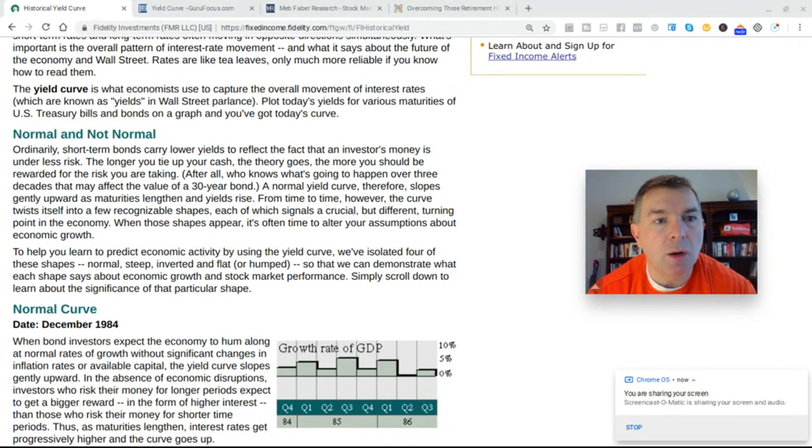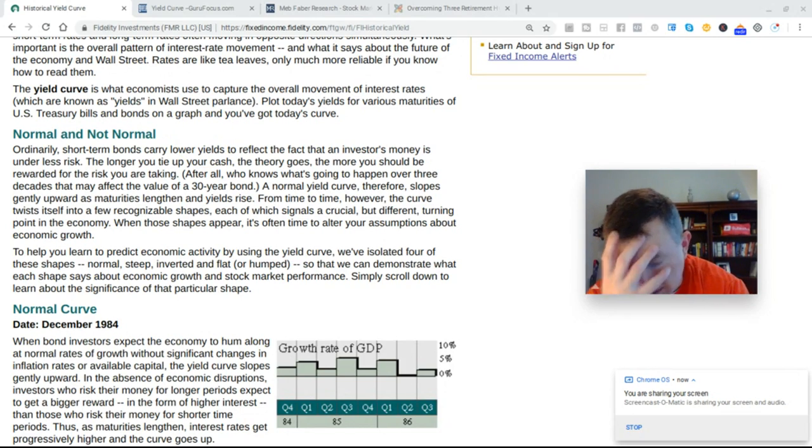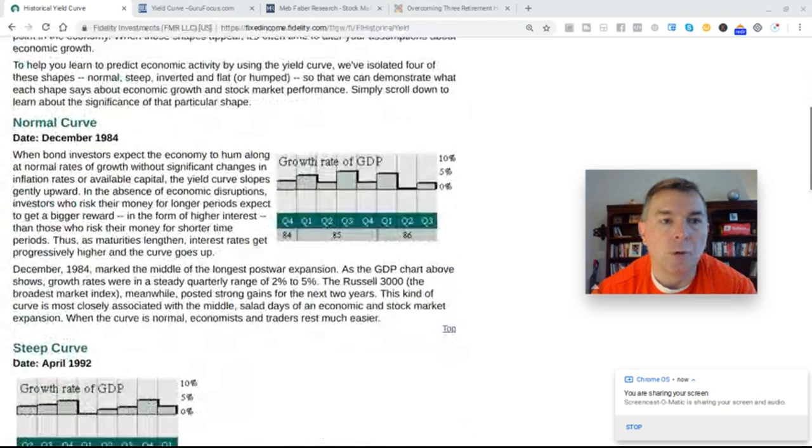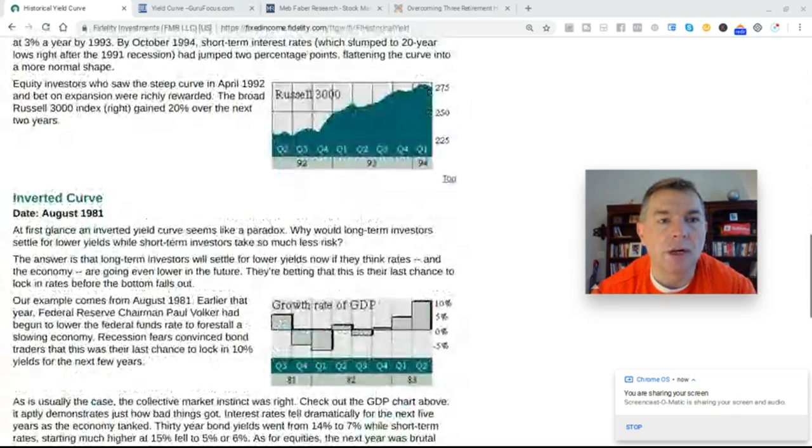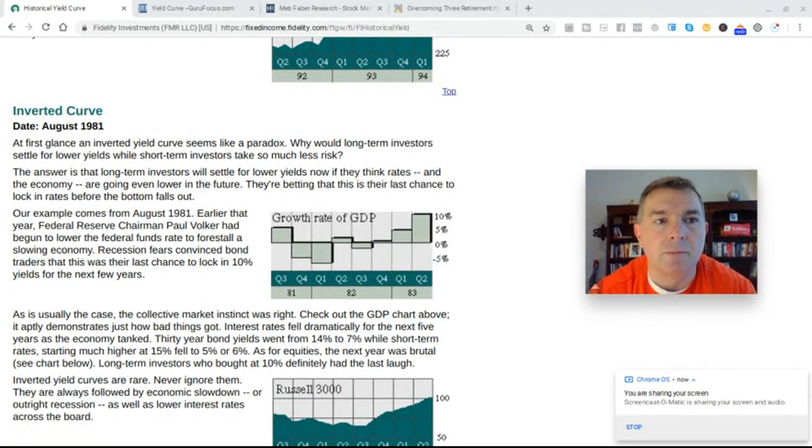From time to time, however, the yield curve twists itself into a few recognizable shapes, each of which signals a crucial but different turning point in the economy. When those shapes appear, it is time to alter your assumptions about economic growth. All right, so we're not going to talk about the normal curve. We're not going to talk about the steep curve. We're going to talk about the inverted curve.